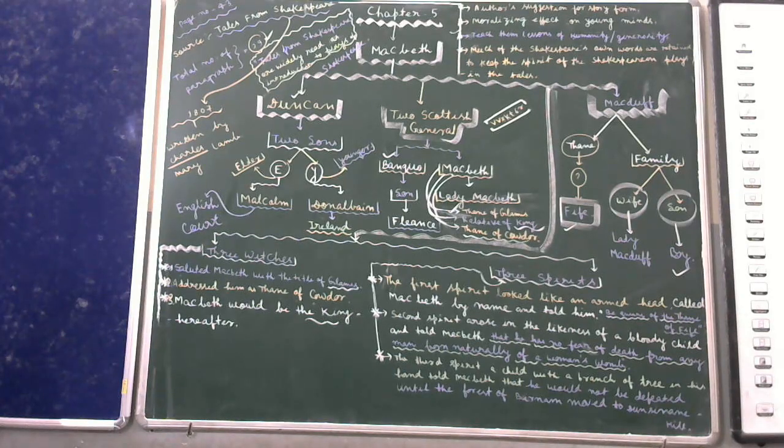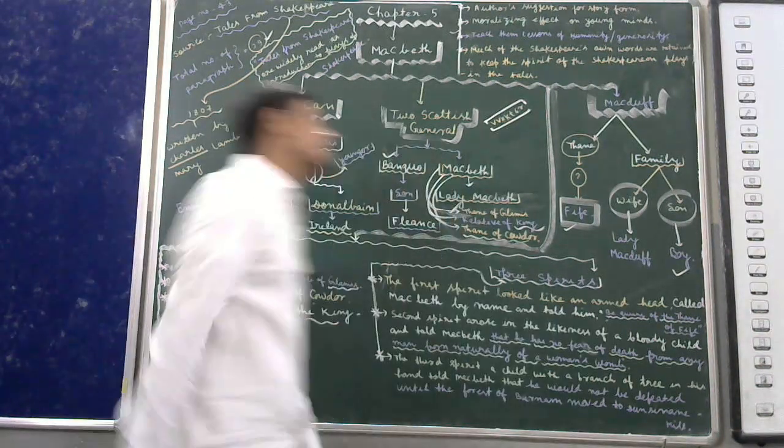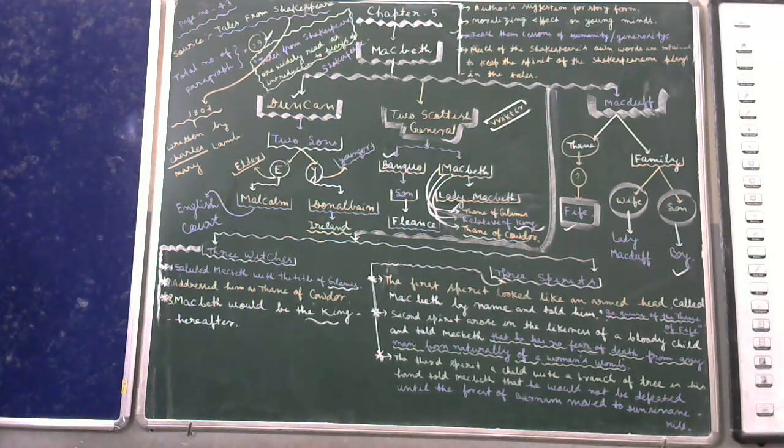Next, what are the prophecies that were said by the three spirits when both Macbeth and Lady Macbeth were very tense and tormented after murdering Banquo? The first spirit looked like an armed head, called Macbeth by name and warned him, just mind it, boys, to beware of Macduff.